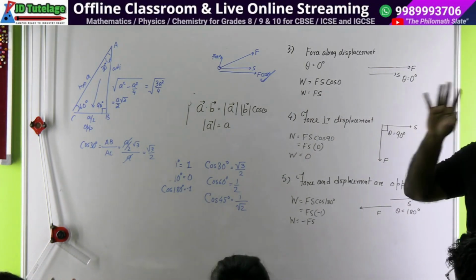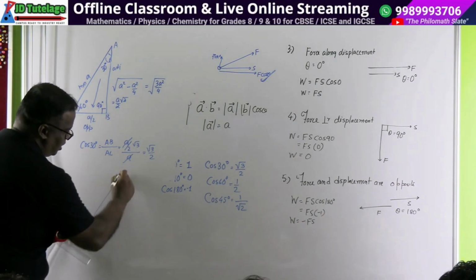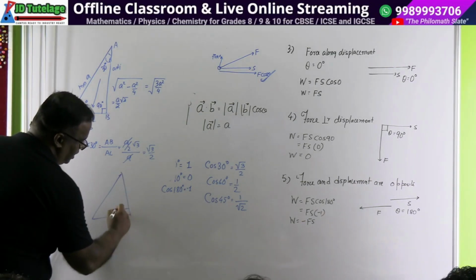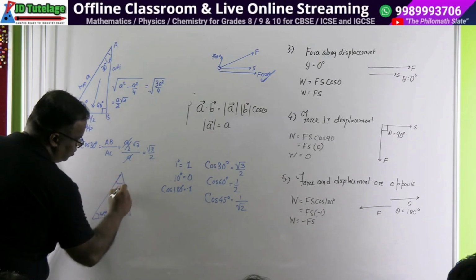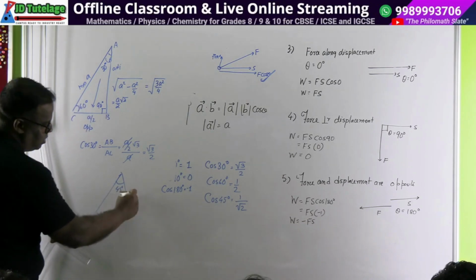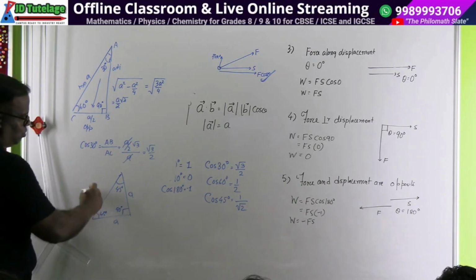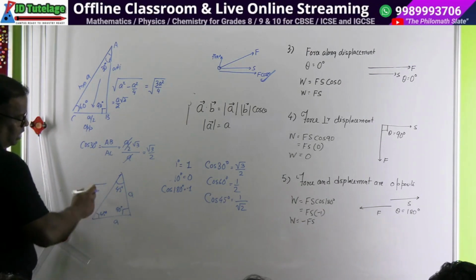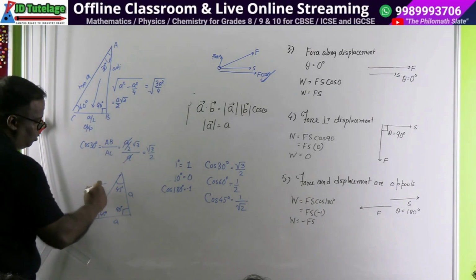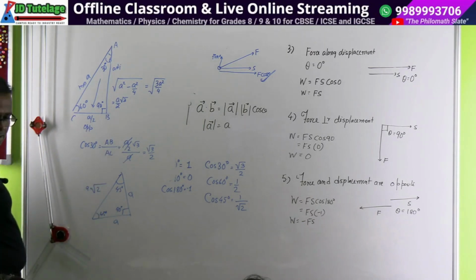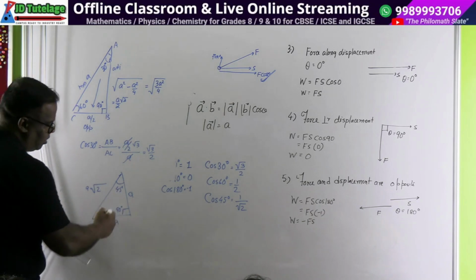Cos 45 is 1 by root 2. Sorry, I just lost my mind. This is 90. If you take any angle as 45 degree, don't you think this also should be 45 degree? So it's an isosceles triangle. This is A, this is A. So what should be the value of this? Root of A square plus A square. So this should be A root 2. Agreed? Pythagoras theorem.